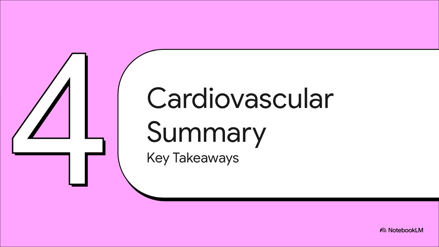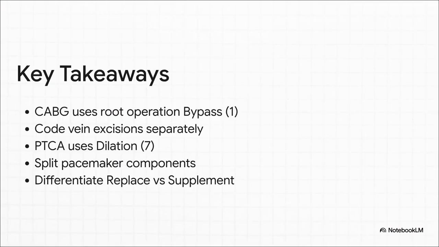Finally, Section 4. Let's do a quick cardiovascular coding summary with our key takeaways. We've covered some truly massive concepts today, so please keep these golden rules handy. First, count your CABG sites for character 4 and map your origin in character 7. Second, if you harvest a vein, you code it separately. Third, check those stent types meticulously for your PTCAs. Fourth, always split your pacemaker codes between the pocket and the leads. And lastly, precisely identify the root operation for valves by asking yourself one simple question: are we replacing, reinforcing, or just stretching it open?